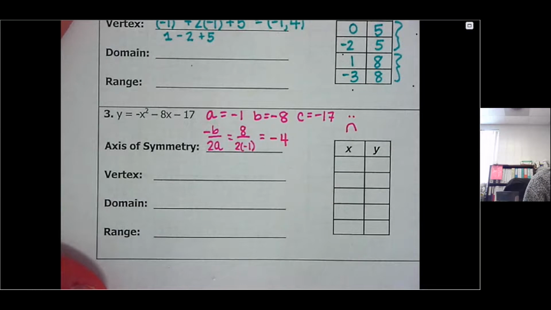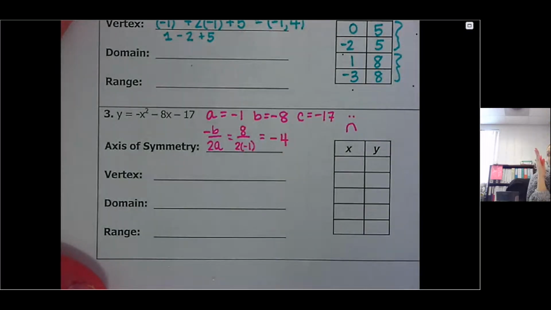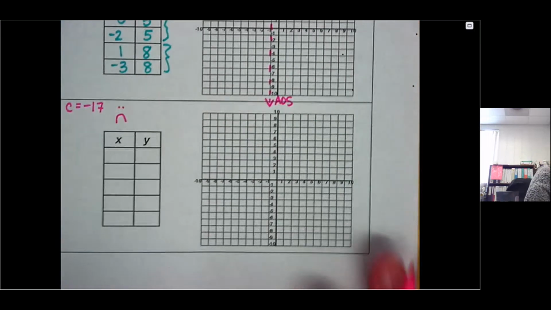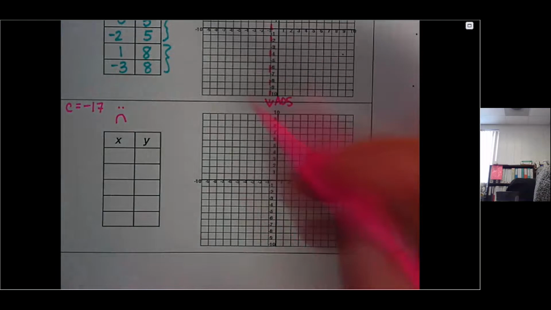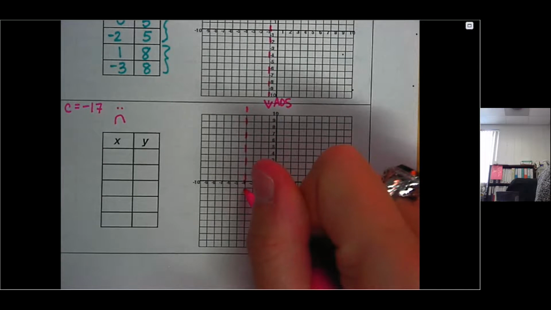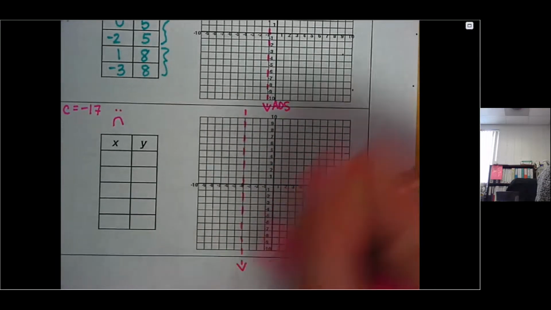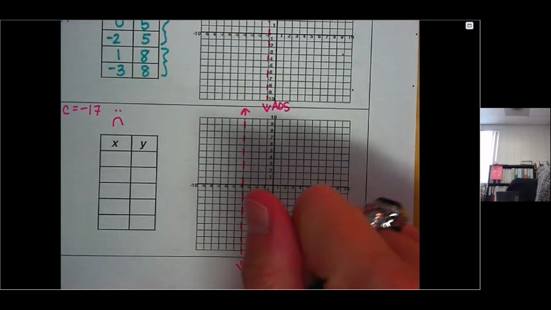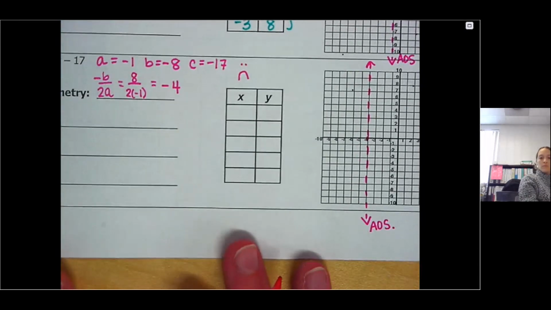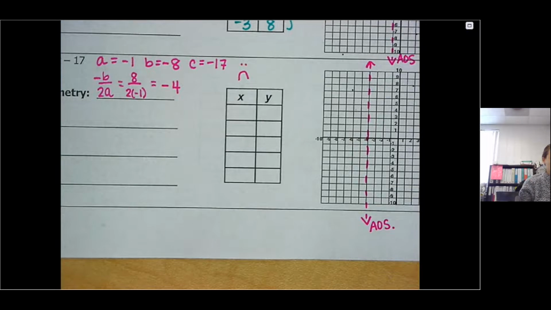So at negative 4, I'm going to make my vertical line. So come over to your graph, find negative 4, and make a vertical line. So negative 4, vertical line.